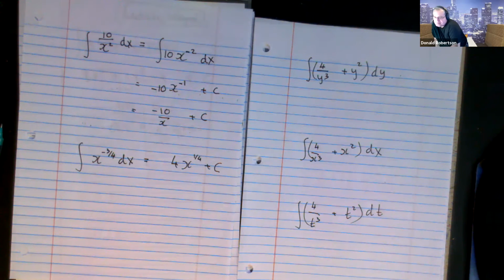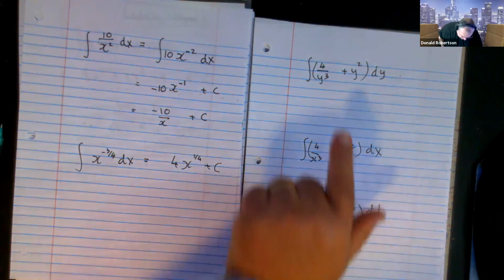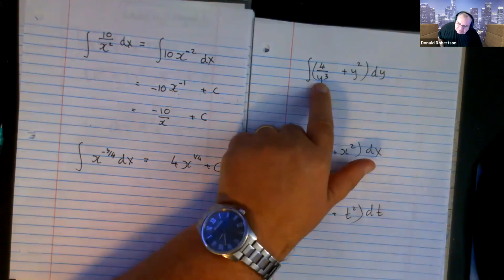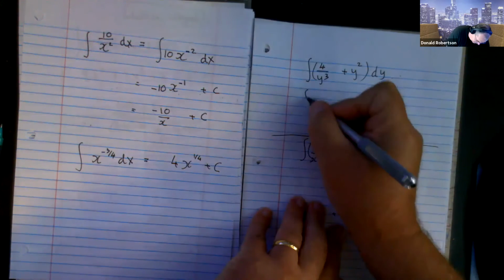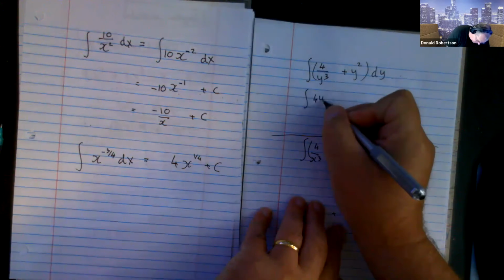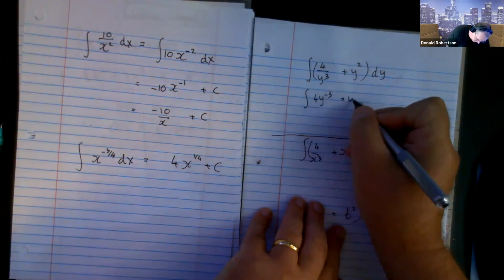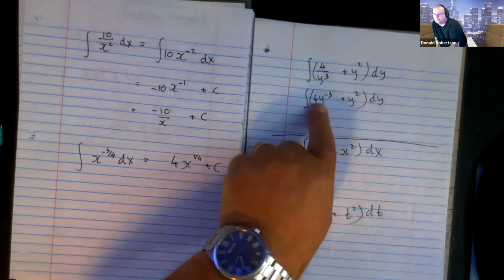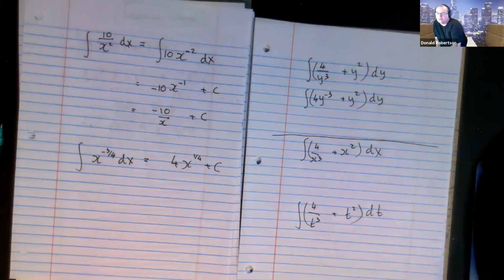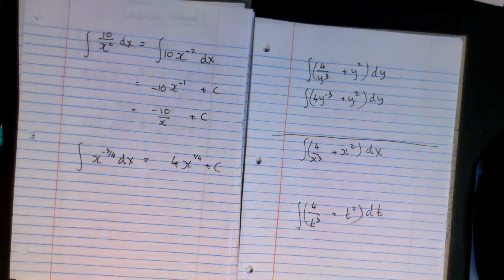So don't let the letter of the alphabet that they decide to use be a hindrance. Treat it like it was an X. It works. Now, this guy is good, and this guy, not so good. This guy, I'm going to replace by this fella. Why am I doing that? So you can use the power rule.